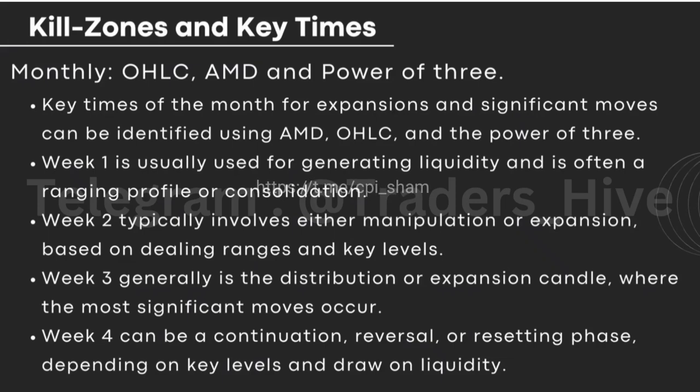The basic premise and idea is that week 1 is usually a consolidation or ranging profile, and then week 2 is a manipulation which purges liquidity, and week 3 is then a distribution where the best moves occur, and then week 4 can be either a continuation or a reversal based on key levels and based on whether the draw on liquidity has been reached or met or not, right? These aren't the only combinations, but this is just a basic premise and idea on how to build a narrative, right? You should also be able to make various ones of them accurately and generate trading ideas with it, right?